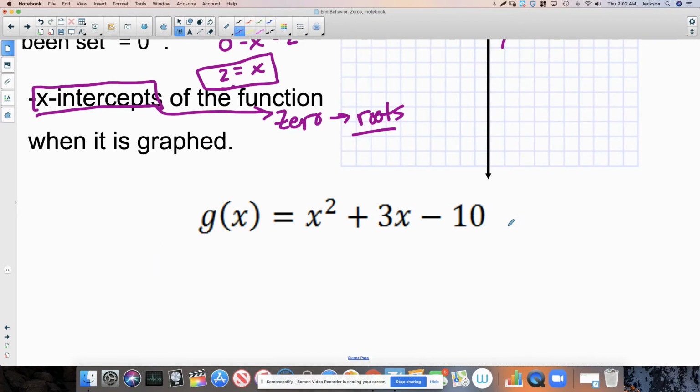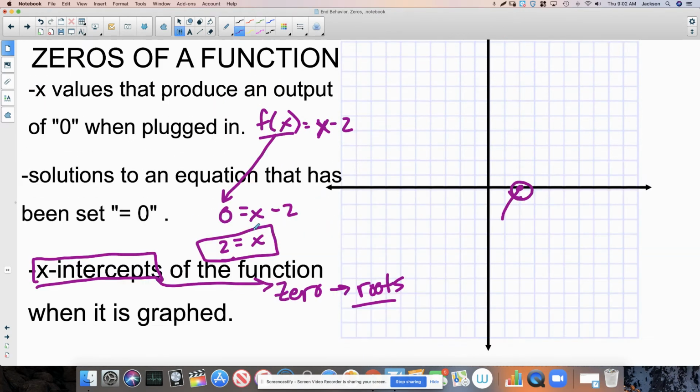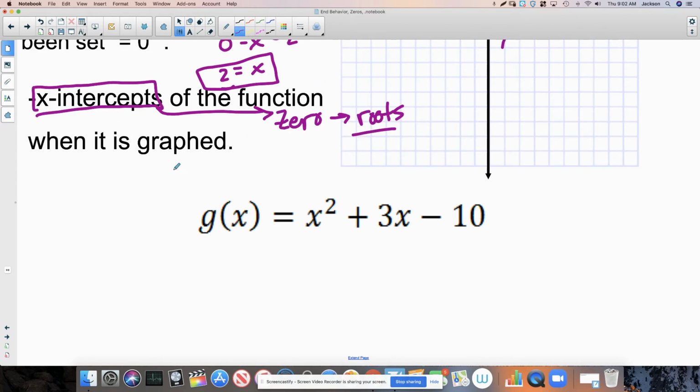Let's take a look at an example here. So we have a function g of x is equal to x squared plus 3x minus 10. One of the things you're going to be asked to do in this unit is find the zeros of the function. And what that means is any one of these would work. You could try, I wouldn't suggest this first one, but you could try to figure out the values of x that if we plug them in will end up being 0.